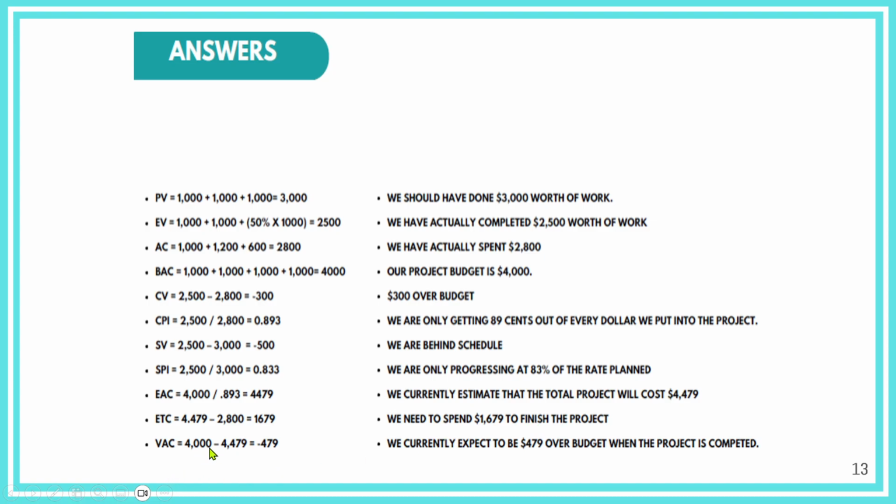And the variance at completion is the budget at completion minus the estimate at completion, which is minus 479. So we expect to be $479 over budget. Okay, and then after the exercise, we went on to some of the other techniques like the S curve, which is measuring the cumulative cost over a period of time and comparing to the baselines.